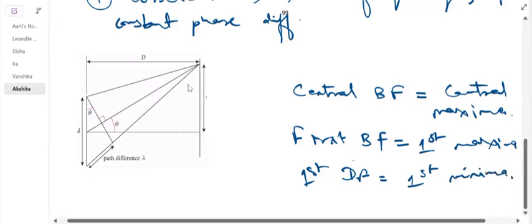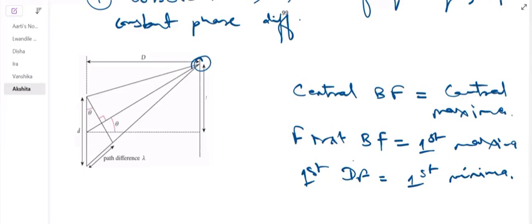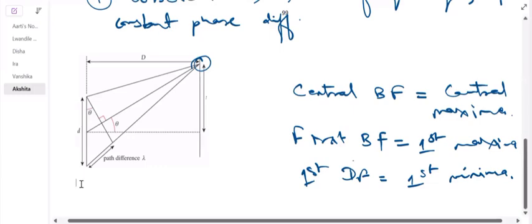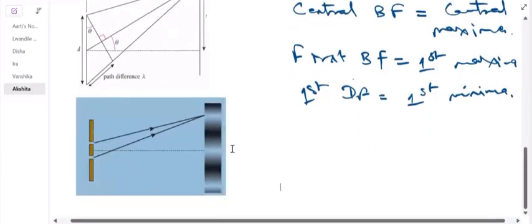Now here, if you pay attention, suppose here they are meeting up. So at the first maxima point, I'll show you how it happens. It's happening basically like this. So this is first maxima, this is first minima, and this is the central bright fringe or central maxima. Understood?